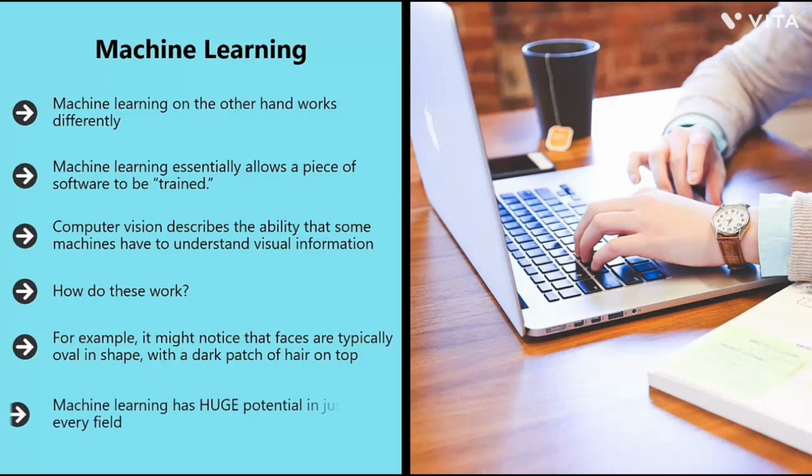Machine learning has huge potential in just about every field. In the future, it can be used to diagnose diseases more accurately than a human doctor, to advise on financial decisions, to identify fraudulent bank transfers, and much more. All of this has huge potential implications for internet marketing, and that's what we'll be exploring in the following videos.